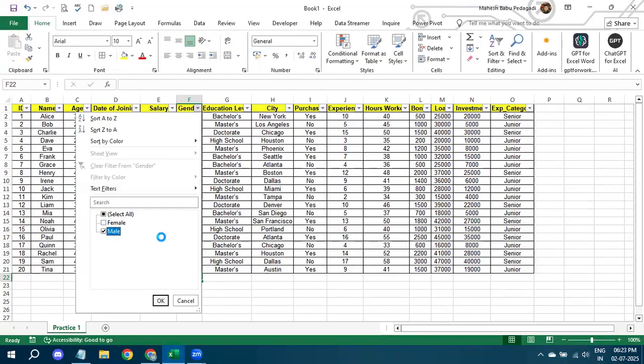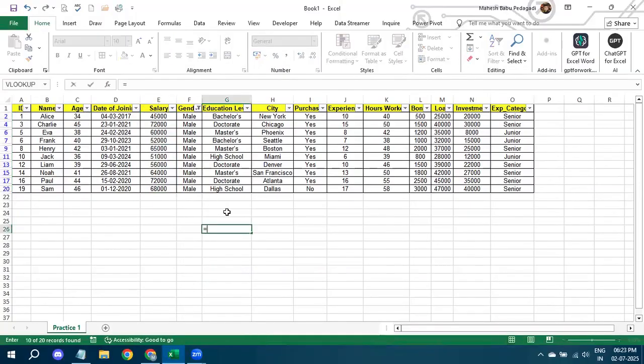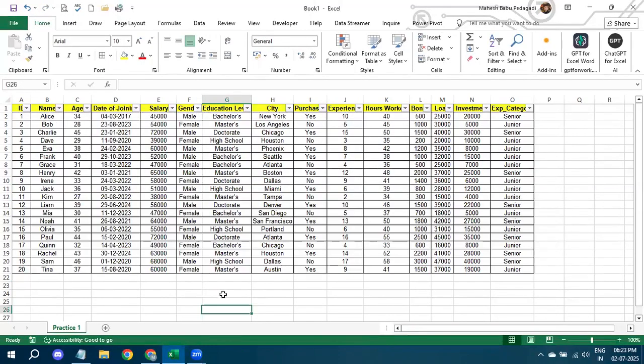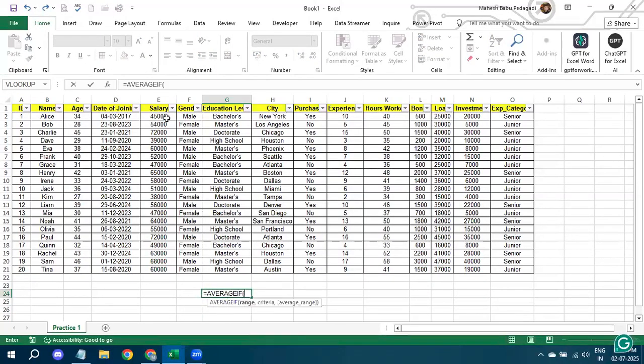You will apply the condition and show this. Sir, average is 60,500. Or else you can use the average if condition. Equal to average if. What is the range criteria? The range criteria is the entire one. Okay, let me unselect. Equal to average if. What is the range here? Range is salary, comma, what is the criteria? Yes, correct. Is male.